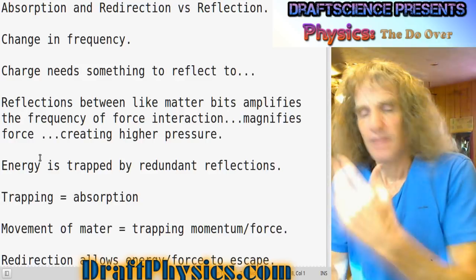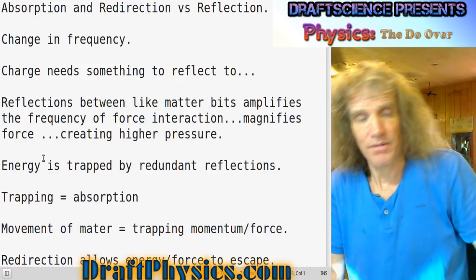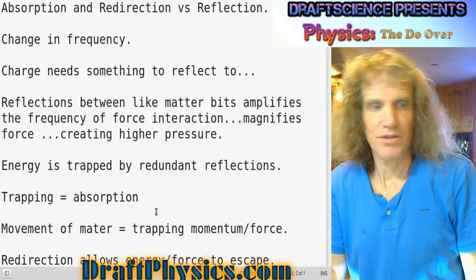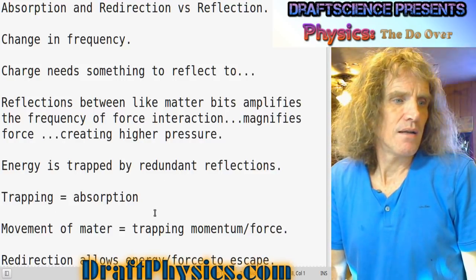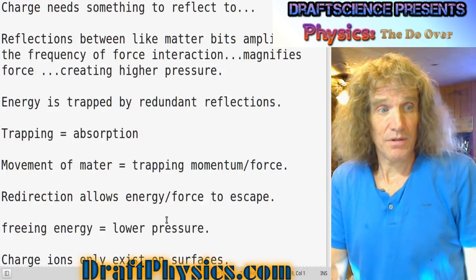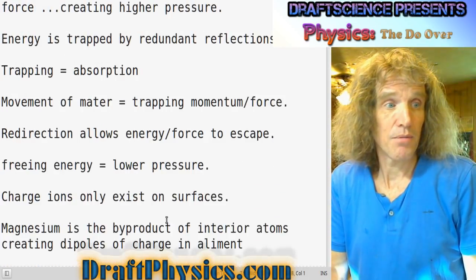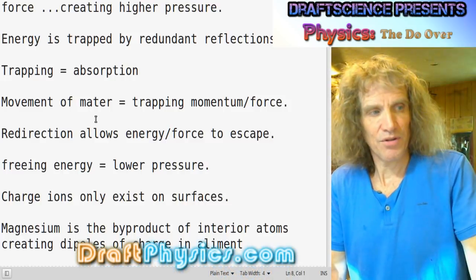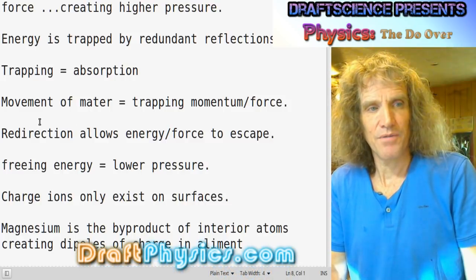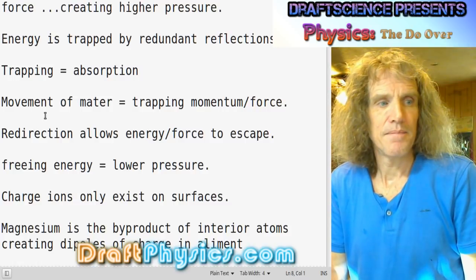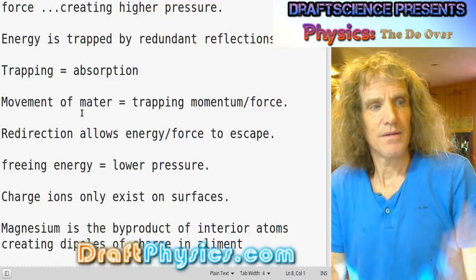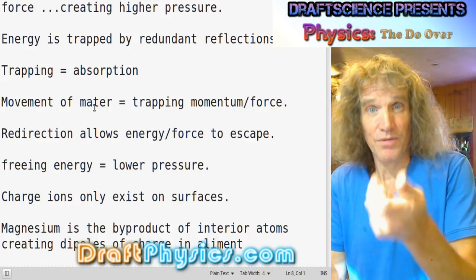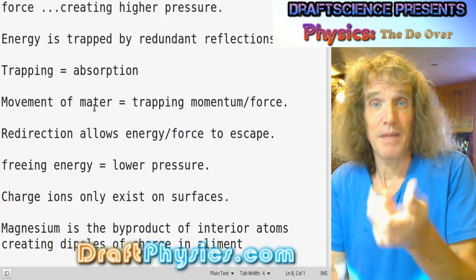It's a theft from the field, so to speak, a trapping of energy, and it had to be trapped through pressure. All right, trapping is absorption, just sort of making the point that these words we use, you have to kind of qualify them and understand that the absorption is essentially keeping the force, keeping the momentum for some amount of time.